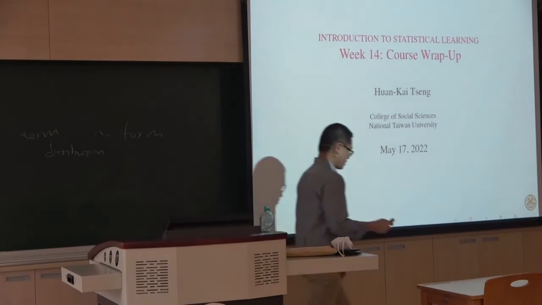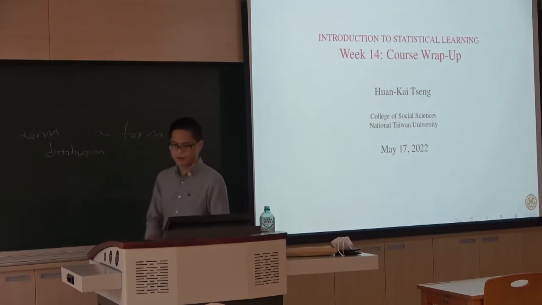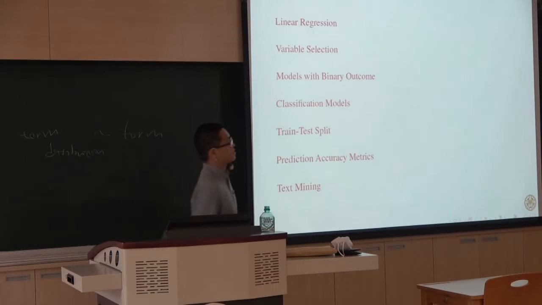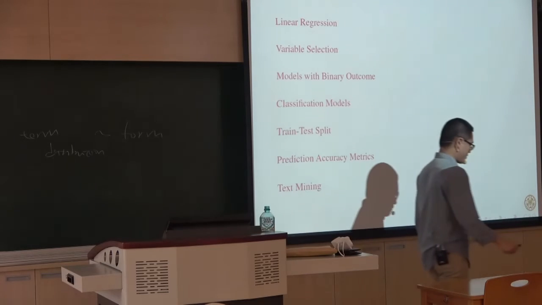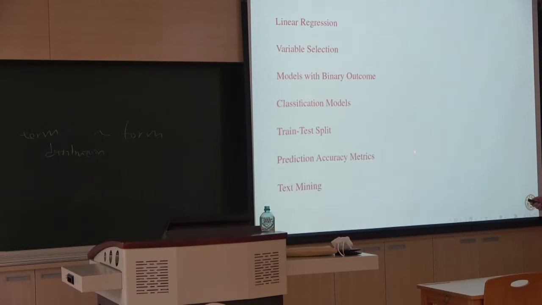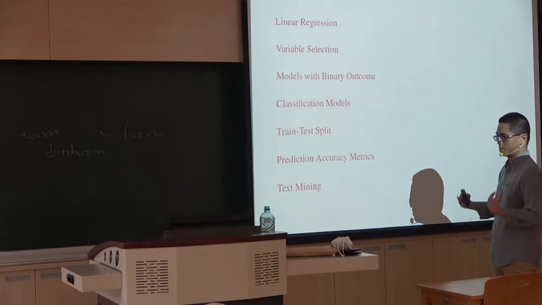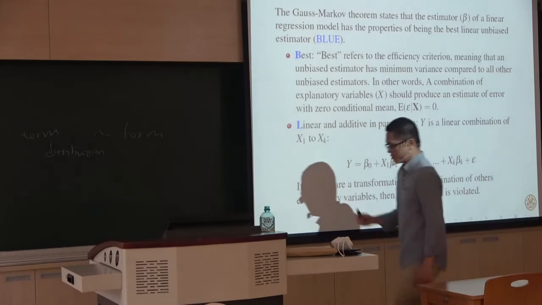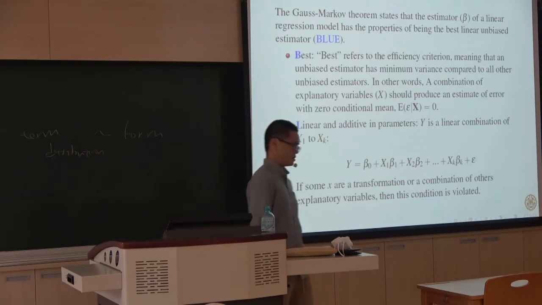Right. So we did a quick course wrap up to summarize what we learned throughout the semester. We go from linear regression to variable selection techniques to models for binary outcomes, logistic and classification models, which we dedicated much of the effort to for a couple of weeks. And train-test split, the larger train-test split, prediction accuracy, we have used quite a lot, included with text mining.